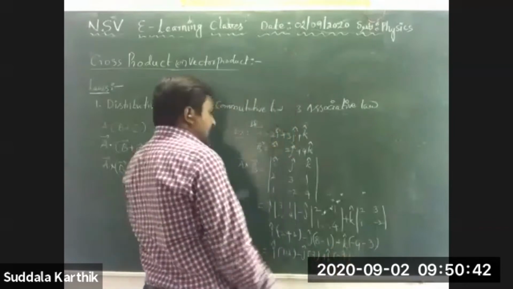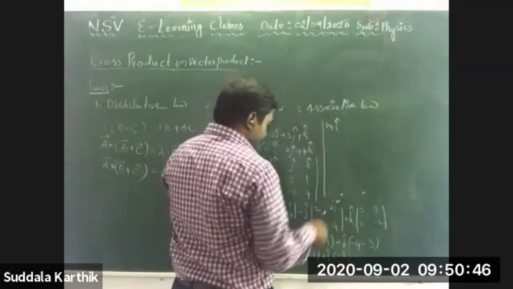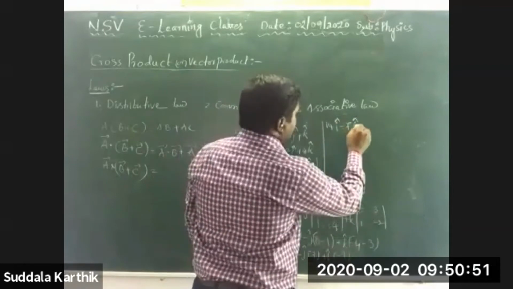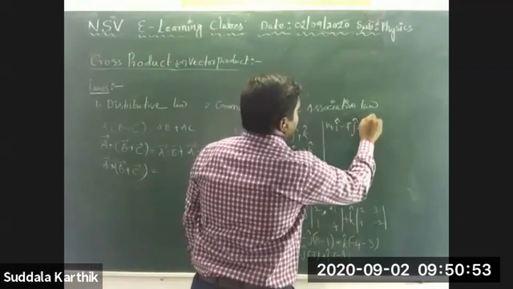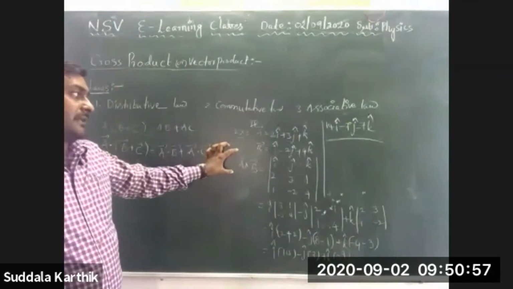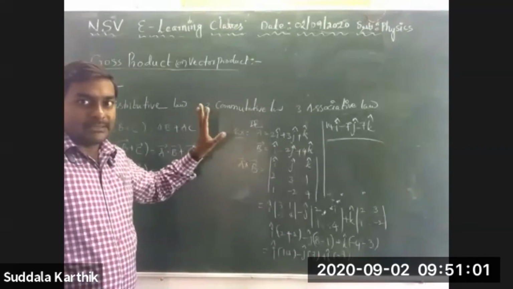I am writing this as a vector. Here I am writing 14 I cap minus 7 J cap minus 7 K cap. This is the resultant of the cross product of these two vectors. I got this one. This is the method.